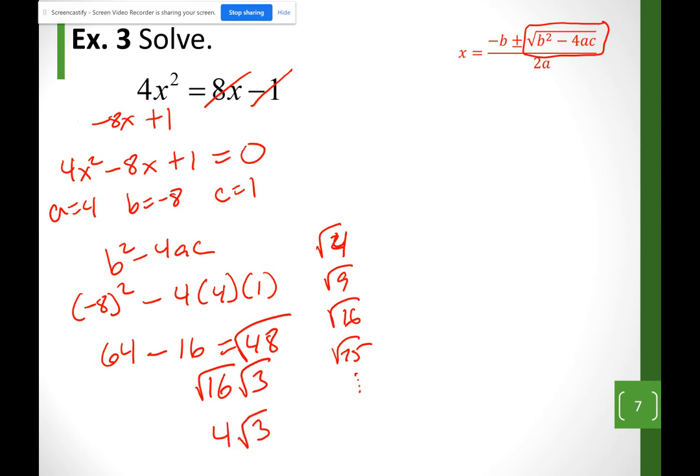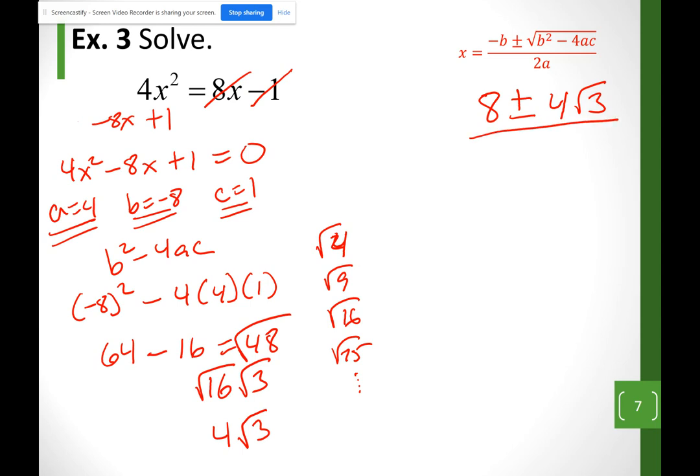Remember I said that the hardest part was the square root. So we just did the hardest part. Okay, so now let me use the whole formula. Now when I go -b, I know my A, my B, and my C values. So negative of a negative is going to give me +8 plus or minus 4 radical 3 over, now 2 times A gives me 8.